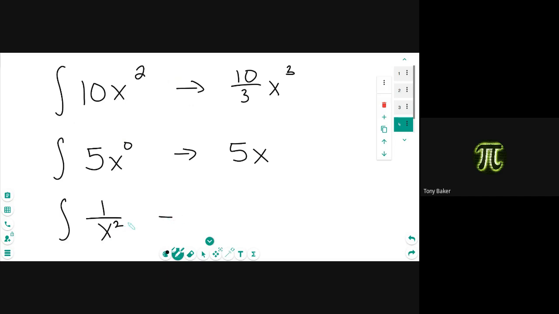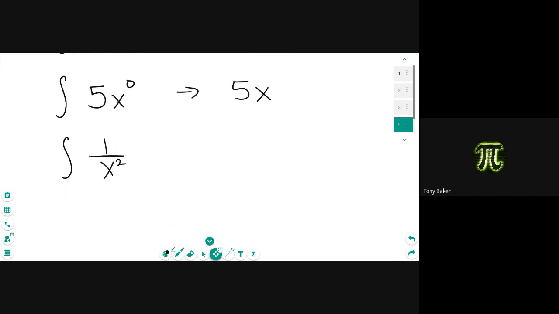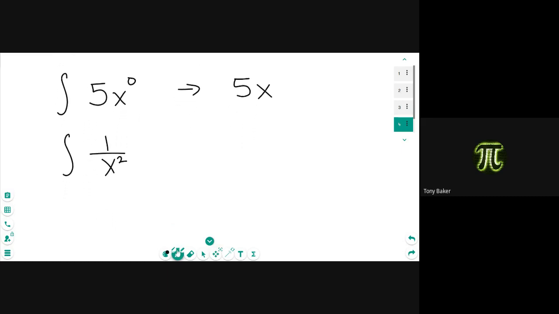What about 1 over x squared? What's another way that I can write 1 over x squared? That's the same thing as saying x to the negative second, right? Yes? Okay. So what's the derivative, or what's the integral of that? Or the antiderivative?